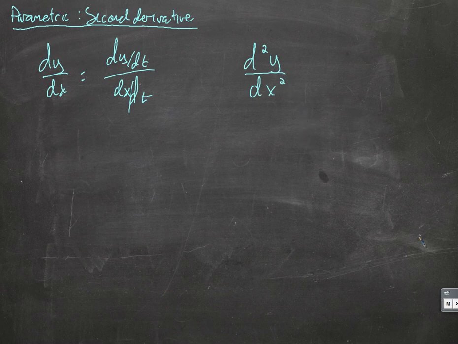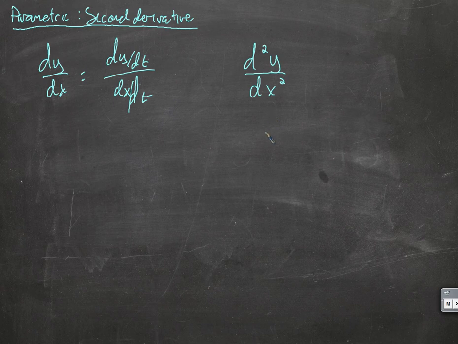I'm going to pause for just a second and collect my thoughts. Okay, so we want to find the second derivative of y with respect to x. Well, we have this thing, so we know that. The thing is that you can't just take the derivative over this derivative again. It doesn't work that way. So how are we going to find the second derivative, the derivative of y with respect to x, the second time?